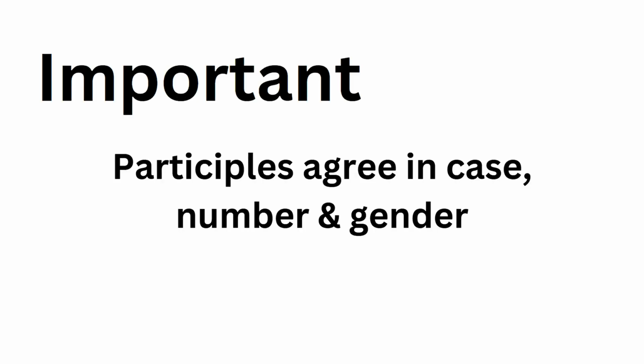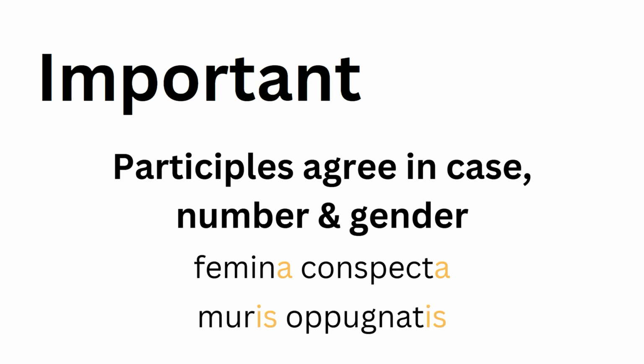Couple of important things. Participles agree in case, number, and gender with the noun they are describing. That is why they are both in the ablative case. So, for example, femina conspecta, with the woman having been seen, when the woman was seen. Muris oppugnatis, with the walls having been attacked, or when the walls were attacked.